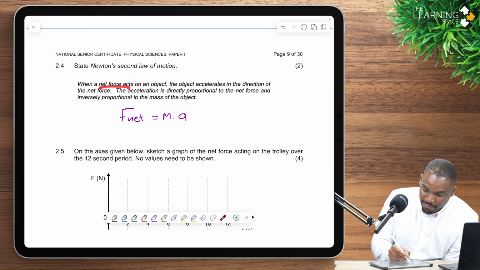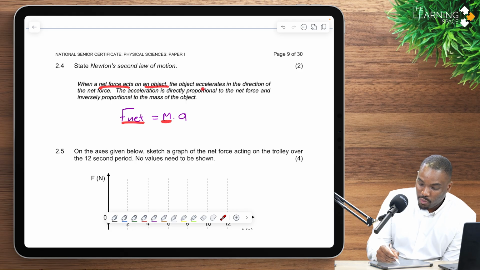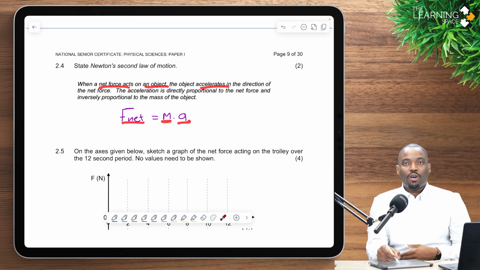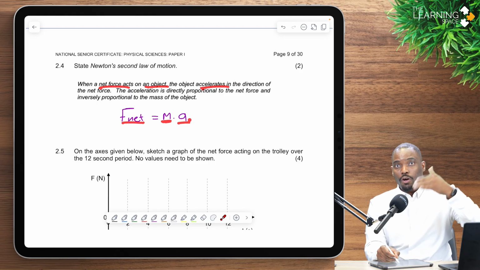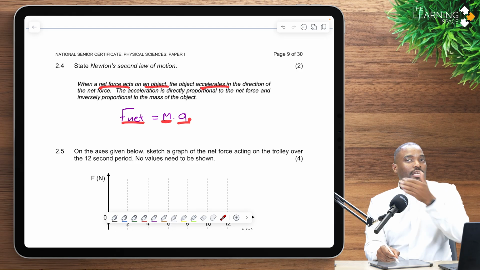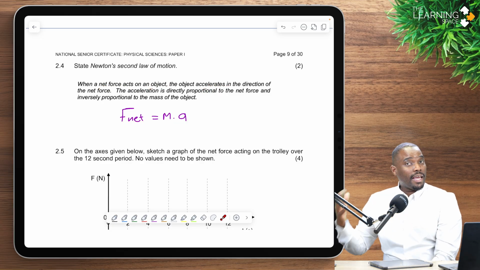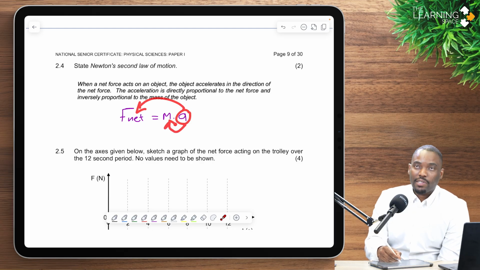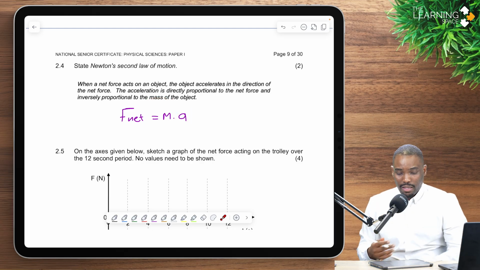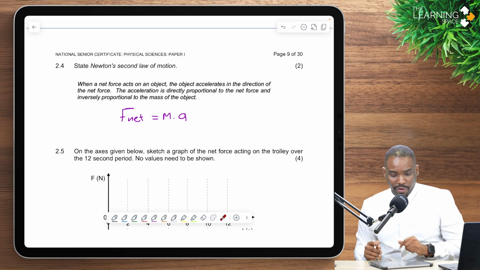Start in the beginning. So when a net force acts on an object, so the object is the mass, right? The object will accelerate in the direction of the net force. Perfect. We've got our first mark out of 2. F net is equal to ma. When a net force is acting on an object, the m, that object will accelerate, the a. Then I start at the end and work my way back. So the acceleration will be directly proportional to my net force, yet inversely proportional to the mass of the object. Super easy, right? That's 2 very free marks.